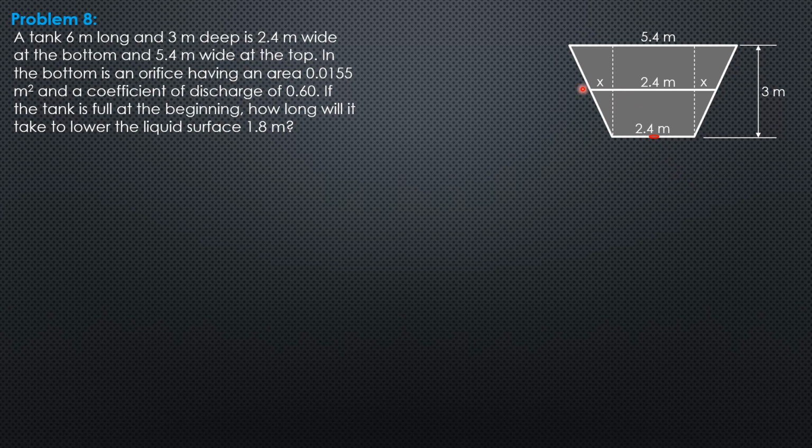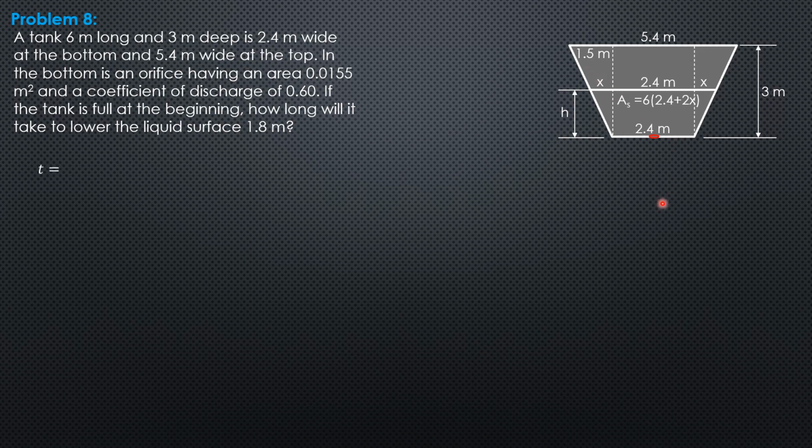So the length would be 2.4, then this is x, that's also x, 2.4 here. So 5.4 minus 2.4 is 3, divided by 2, so that means this is 1.5. Then area S is perpendicular to the screen 6 meters times the length of this line, which is 2.4 plus 2x. So this is the head over the orifice, and this is 1.5. 5.4 minus 2.4 is 3, divided by 2, so 1.5, because this is also 1.5.